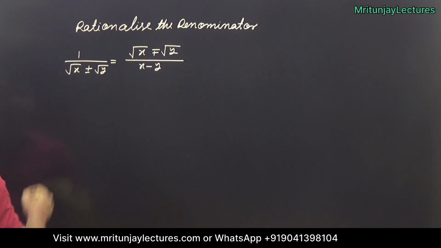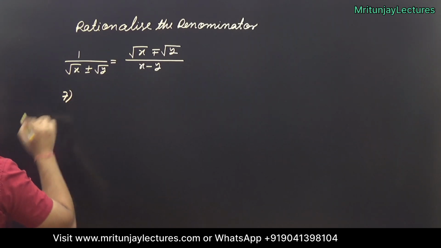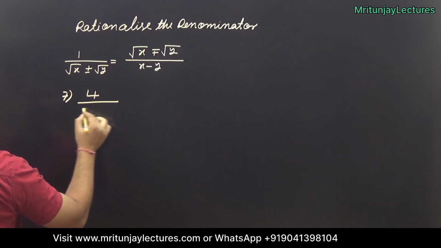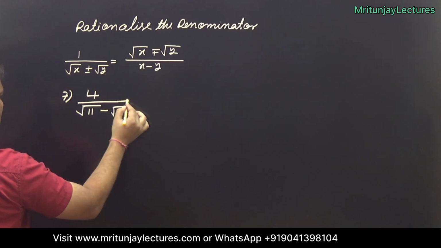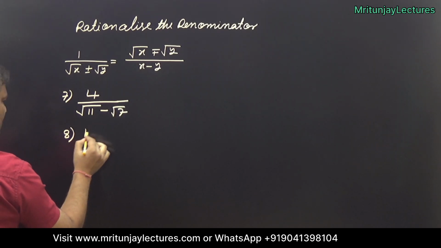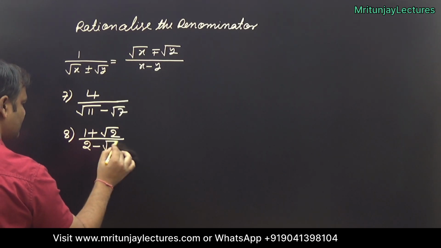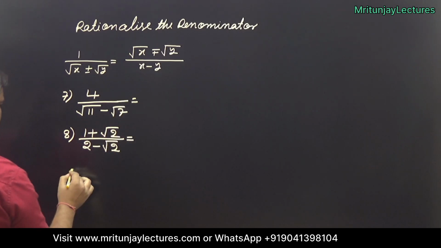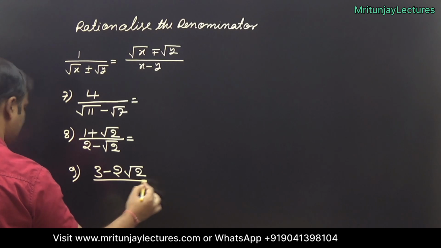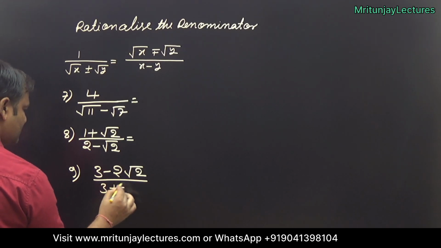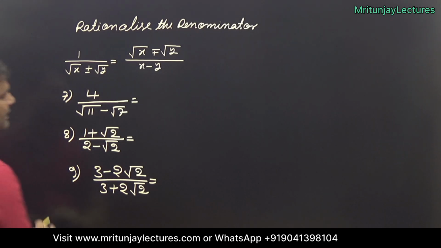Now, the next problem is question 7: 4 divided by root 11 minus root 7. And question number 8 is 1 plus root 2 divided by 2 minus root 2. And question number 9 is 3 minus 2 root 2 divided by 3 plus 2 root 2. So first of all, everyone can try.